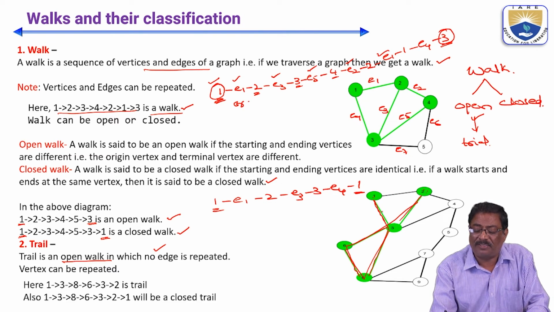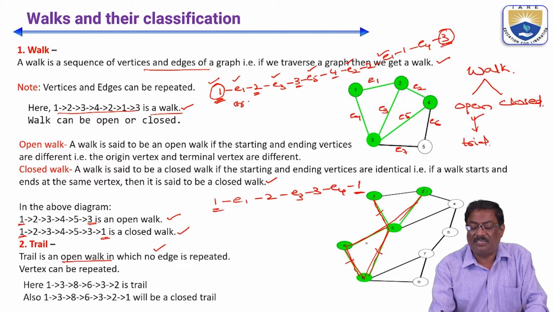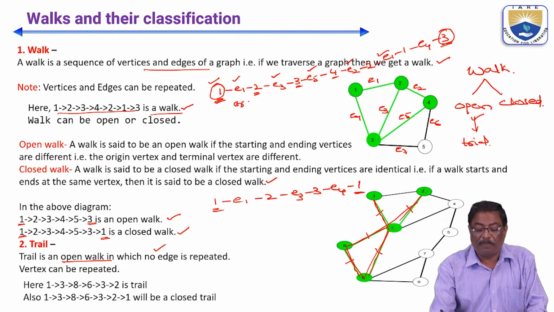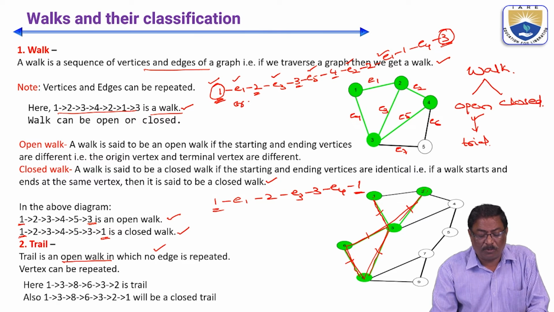Edges are not repeated. This is traversed once, this is another traverse, next this, next this. All edges are traversed only once. But vertex 3 is repeated. So we are calling this a trial.